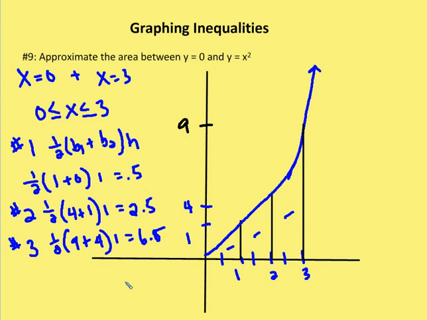So if I add all these together, I approximate the area under the curve as 9.5 units squared. In actuality, if we do the work, we'll find that the value of the area is going to be equal to 9.